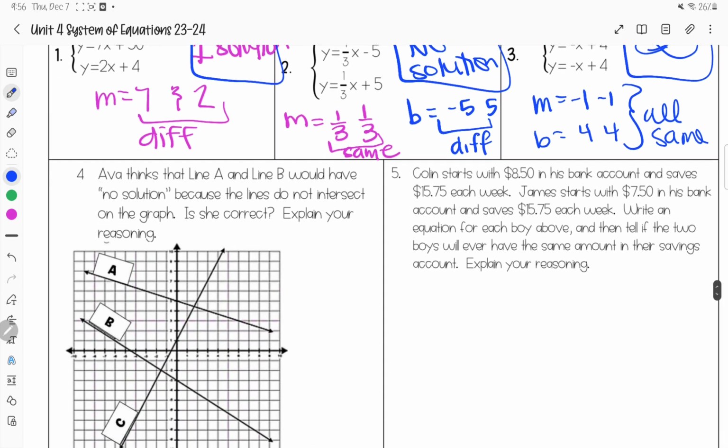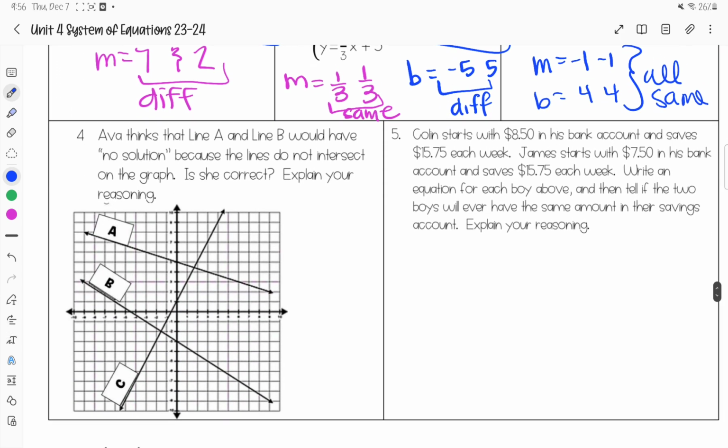All right. So this is where we are going to find some of the things that people look at and think are tricky. Ava thinks lines A and B would have no solution because the lines do not intersect on the graph. Is she correct? Explain your answer. So A and B, here's A. And remember the arrows on the ends of these mean that they keep going forever. Here's B. According to Ava, these are going to have no solution.